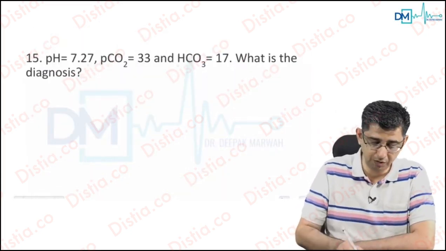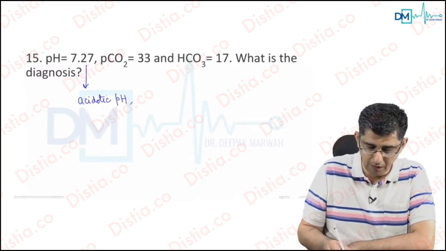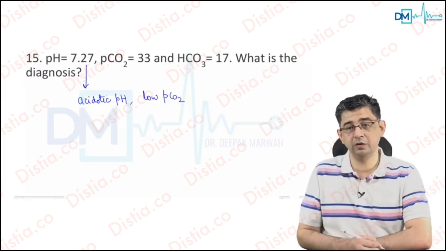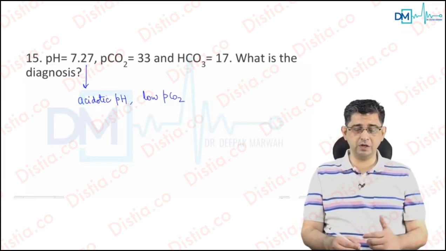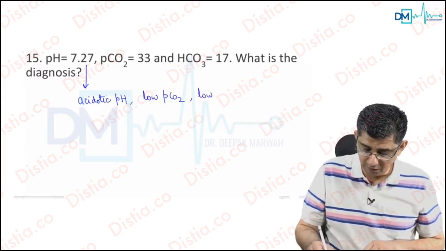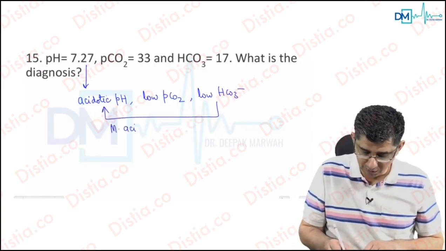Coming to the next question, you can see that the patient is having an acidotic pH. The pH is 7.27, that is definitely lower. He is having a low PCO2. So I can say that in this guy, low PCO2 cannot explain the acidotic pH. There is a low bicarbonate that can definitely explain the acidotic pH of the patient. So the primary change in this guy is metabolic acidosis.